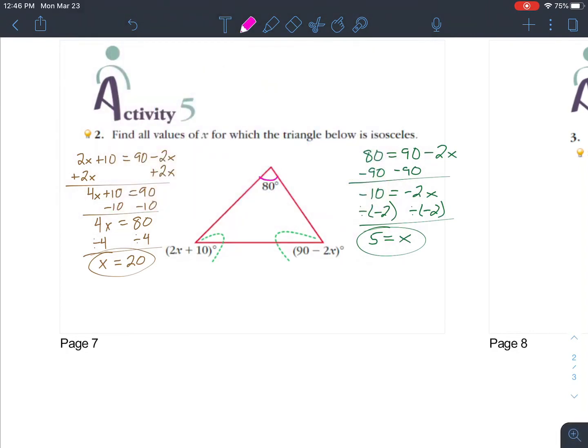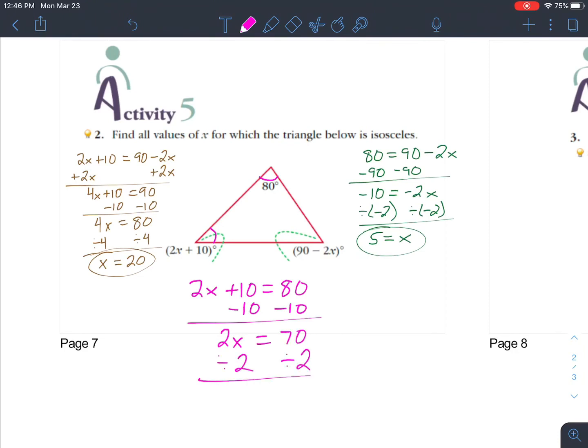We could have had 80 congruent to 2x plus 10. So we need to set those equal to each other. Subtract 10 from both sides. 2x is equal to 70, and then we have to divide both by 2. So the last possible answer we could have had was that x was 35.